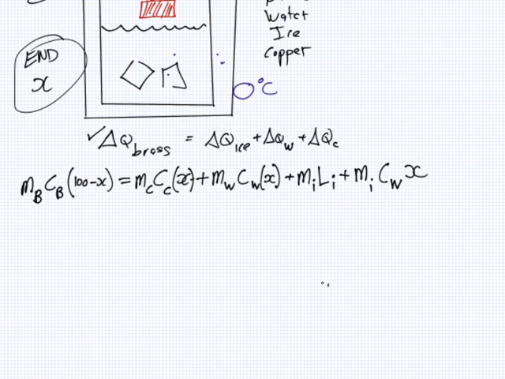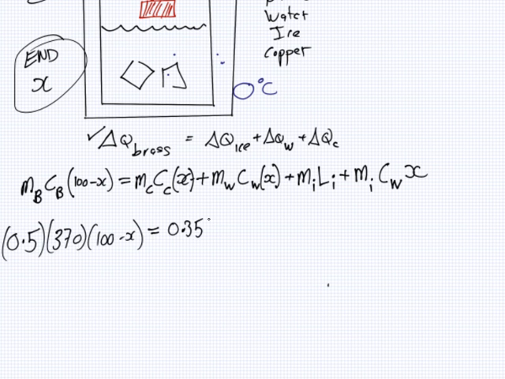Okay. I'll write the numbers in, but I would like maybe you to read them out. So firstly, what's the mass of the brass? 0.5. The heat capacity of brass? 370. 100 minus X. What's the mass of the copper? 0.35. The heat capacity of the copper? 385.